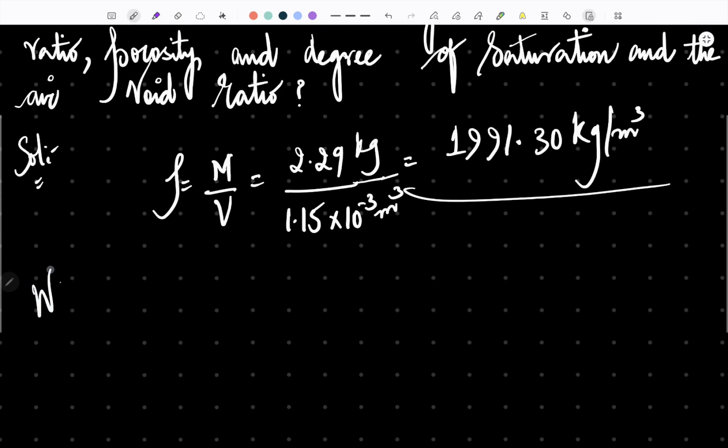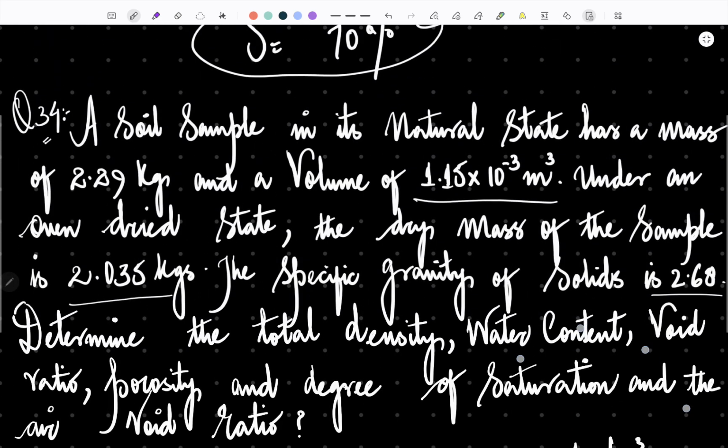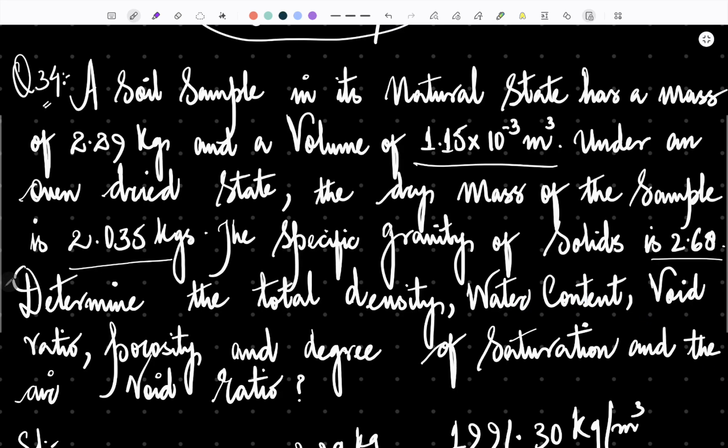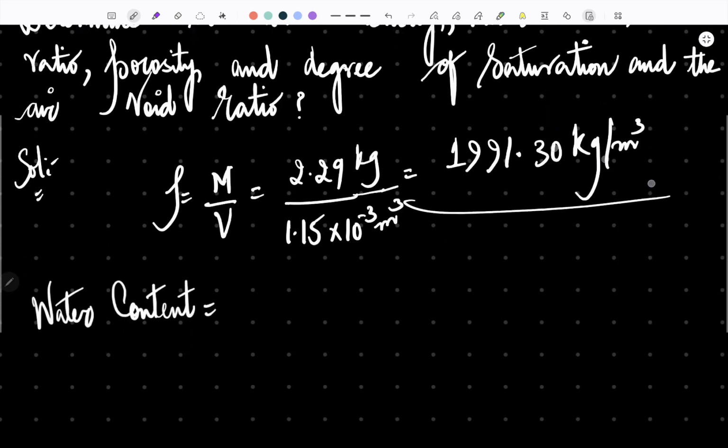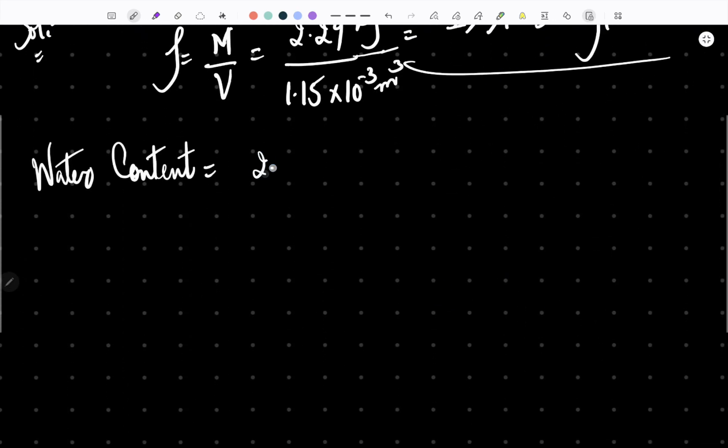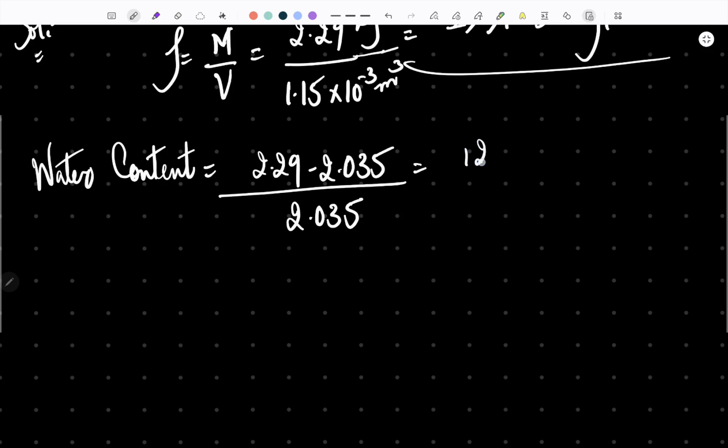Next, let's find the water content. See, under an oven-dried state, the dry mass of the sample was this much, and in natural state it was this much. So I can very easily find the water content. Water content will be 2.29 minus 2.035 divided by 2.035. So by calculations, water content is equal to 12.5%.